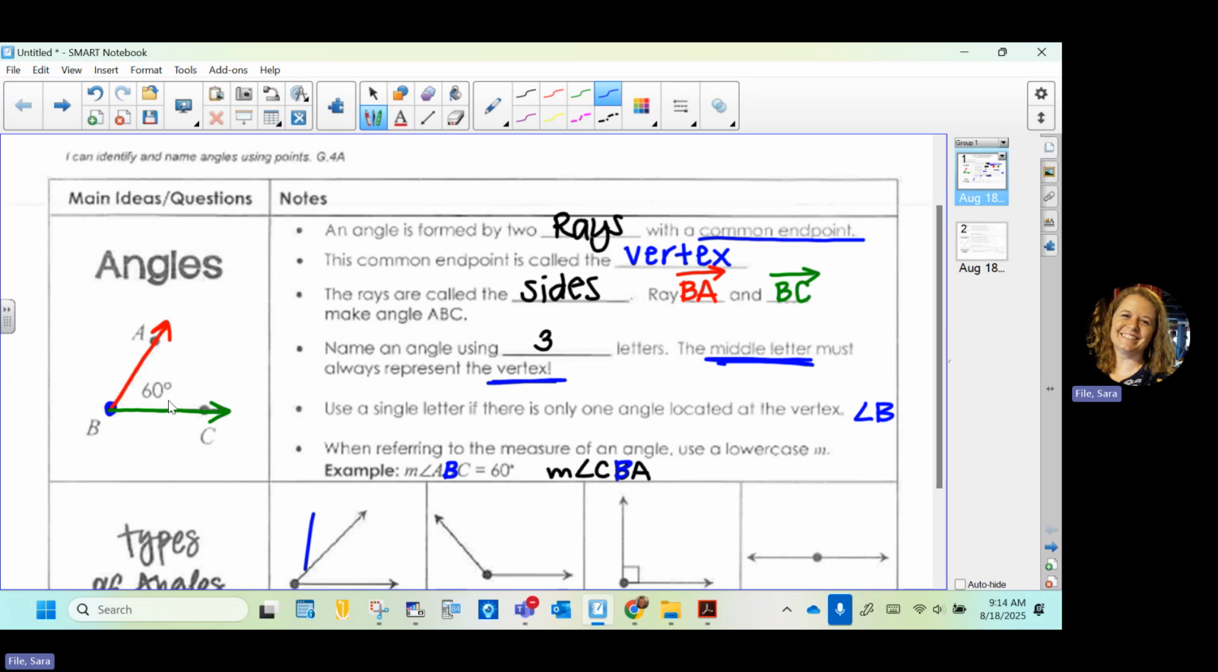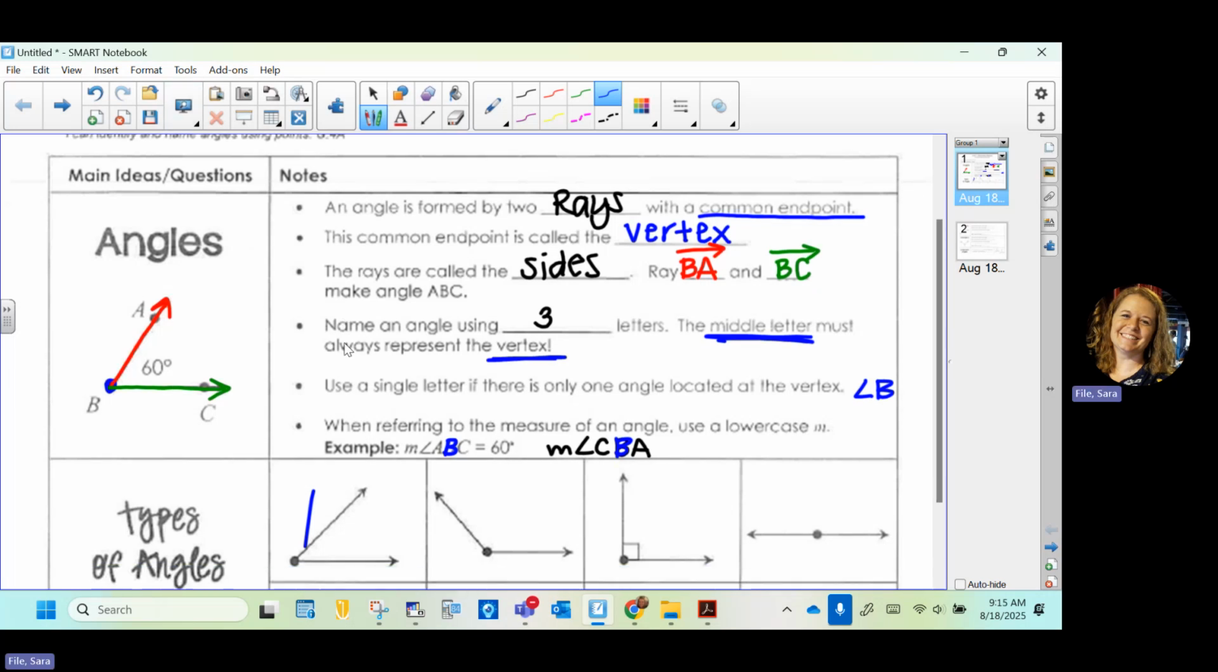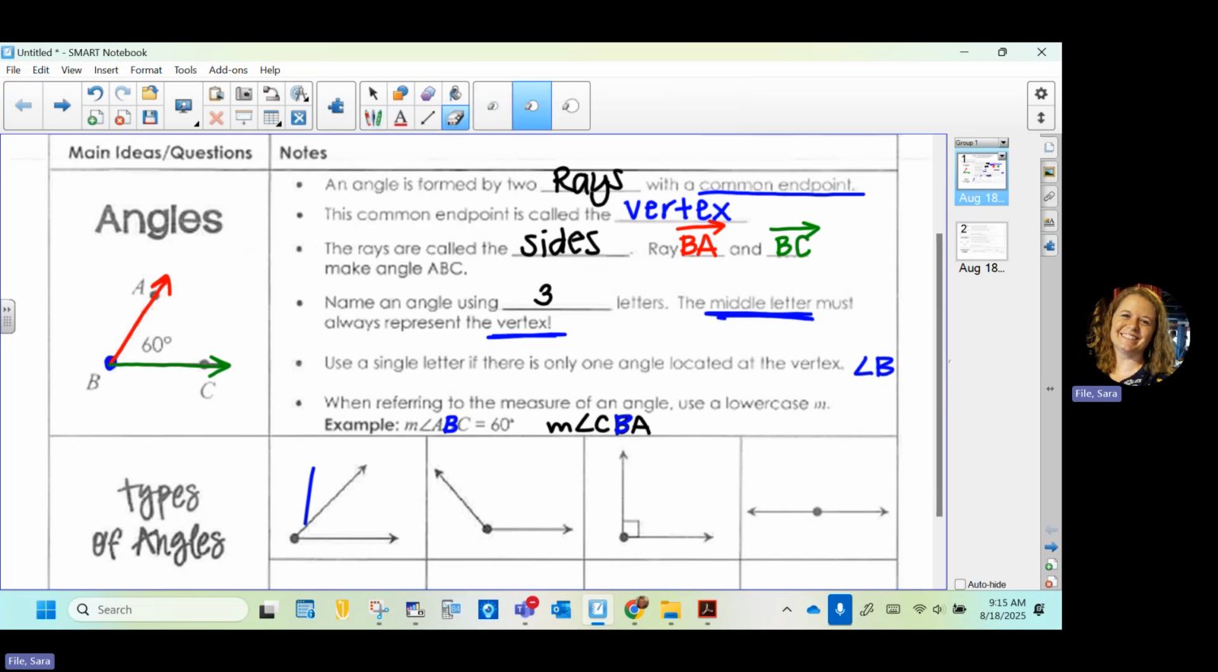So if this had just a 1 there, I could call this angle 1. Does that make sense? Okay. All right, now types of angles. I think y'all will probably know already and remember this.